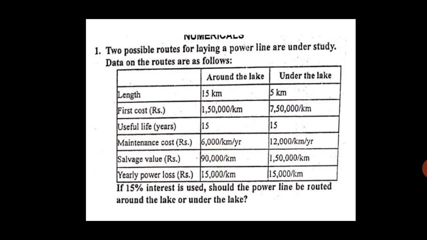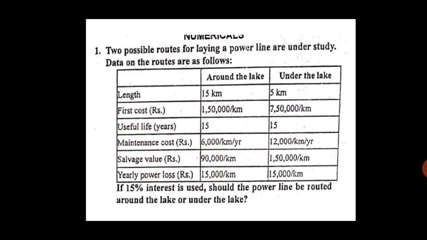That is N. Maintenance cost around the lake is 6,000 rupees per kilometer per year, whereas under the lake it is 12,000 rupees per kilometer per year. And the scrap value after the life of 15 years is 90,000 rupees per kilometer for around the lake, and 1,50,000 rupees per kilometer for under the lake. And yearly power loss is 15,000 rupees per kilometer for both. If 15% interest is used, should the power line be routed around the lake or under the lake?